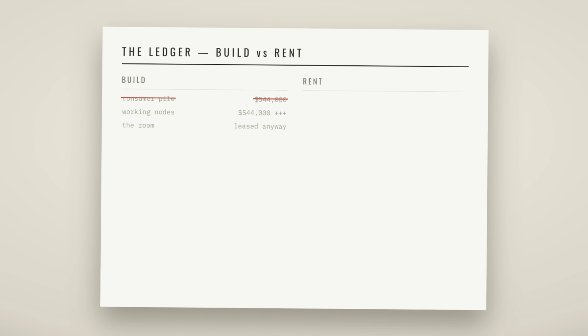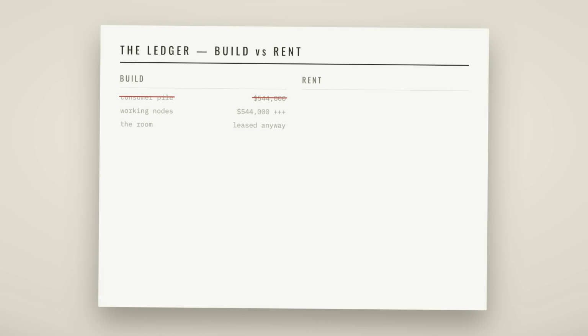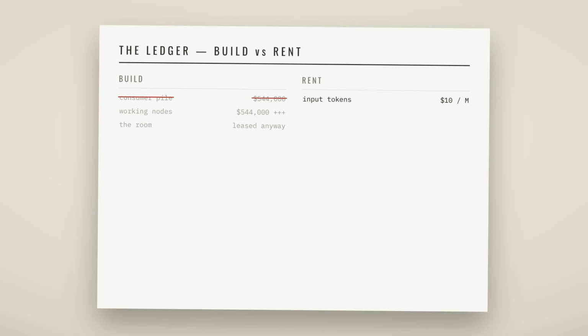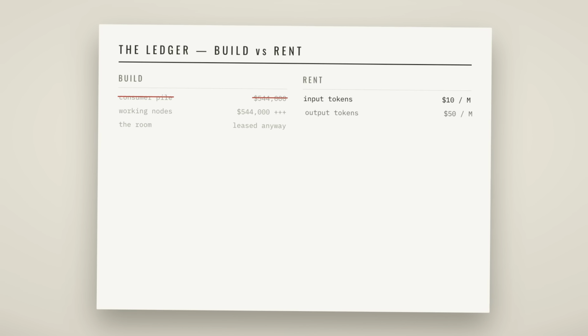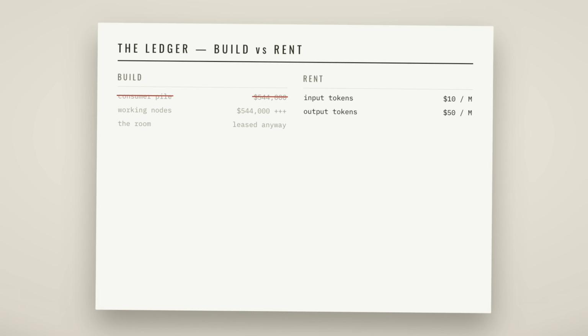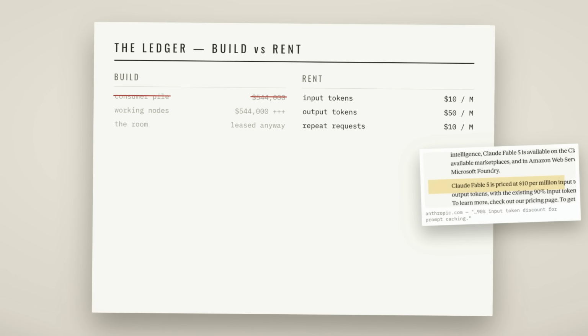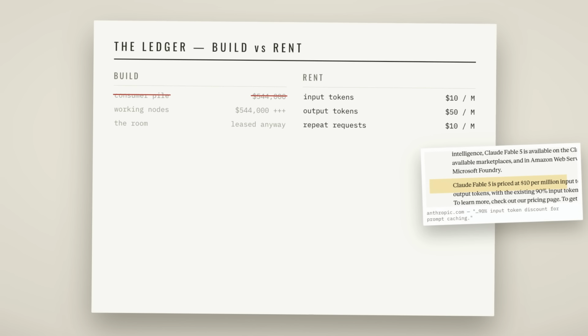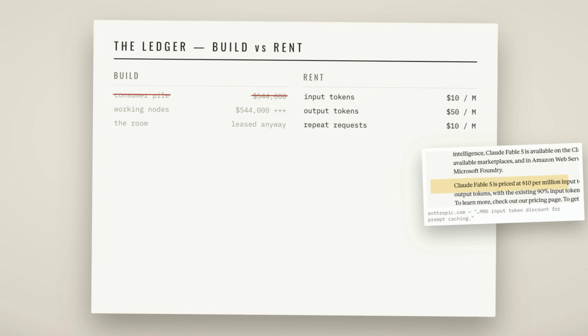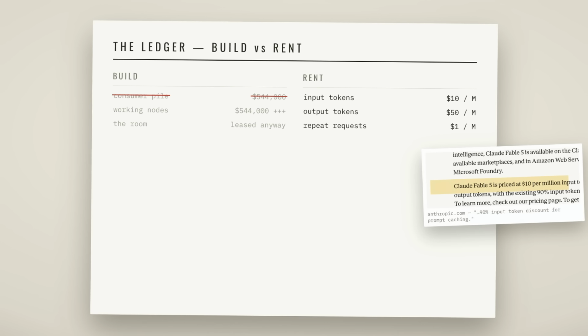Which means we need to look at the other side of the ledger, where Anthropic is selling access to Claude Fable 5 for $10 per million input tokens and $50 per million output tokens. And if you keep your context warm, they throw in prompt caching that cuts the cost of repeat requests. So the actual bill for a working application drops even further.